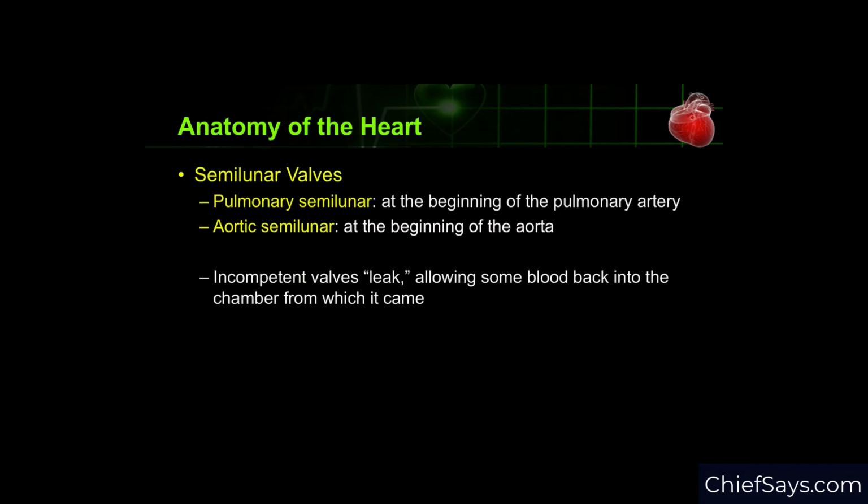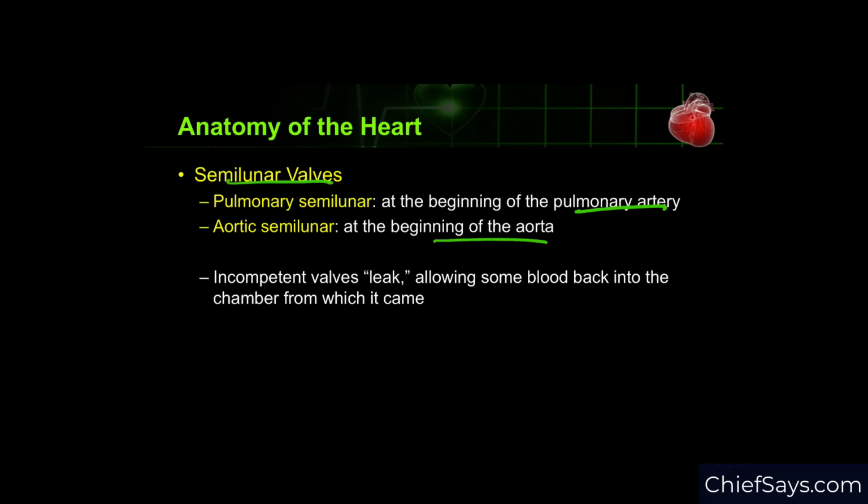The semilunar valves, their design is partly what gives rise to their name. They're found in the pulmonary artery and the beginning of the aorta. So essentially, these are the valves that are at the top of our ventricles. These valves have an ability to leak a little bit more because of their design than the atrioventricular valves do. The atrioventricular valves are the valves that are attached to papillary muscles with chordae tendineae. The semilunar valves are not attached in the same way.